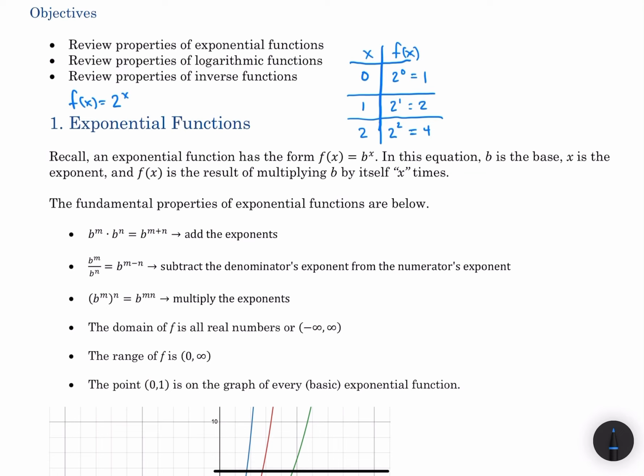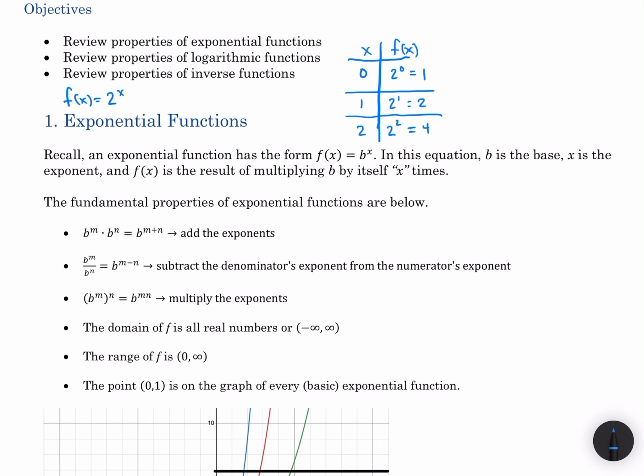So some of the fundamental properties that we should know are: the first one is if I have the same base and different exponents and I'm multiplying, we can just add the exponents. For instance, if we had 2 to the 5th times 2 to the 8th, that's just 2 to the 5 plus 8, which is 2 to the 13th power.